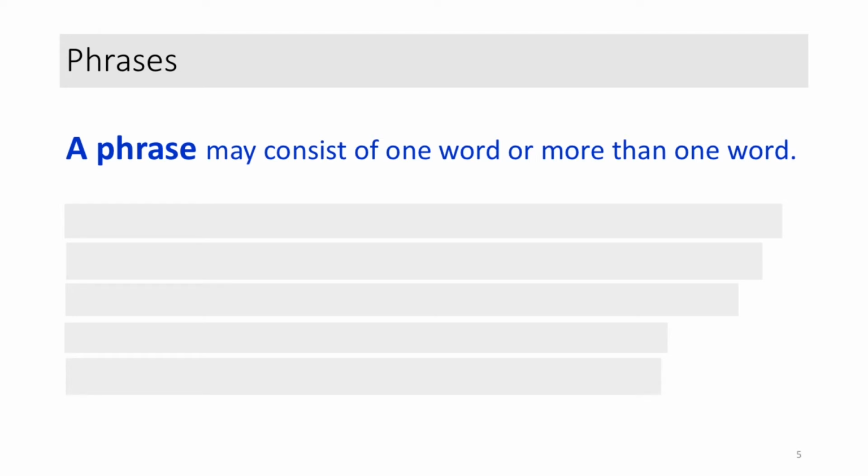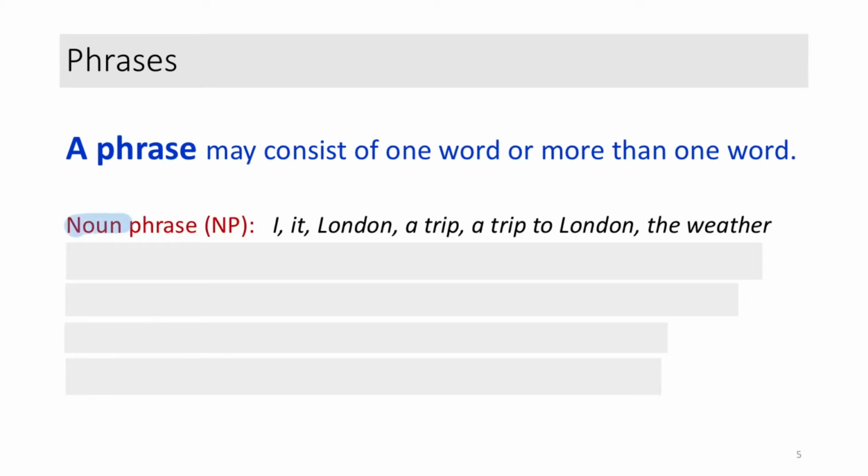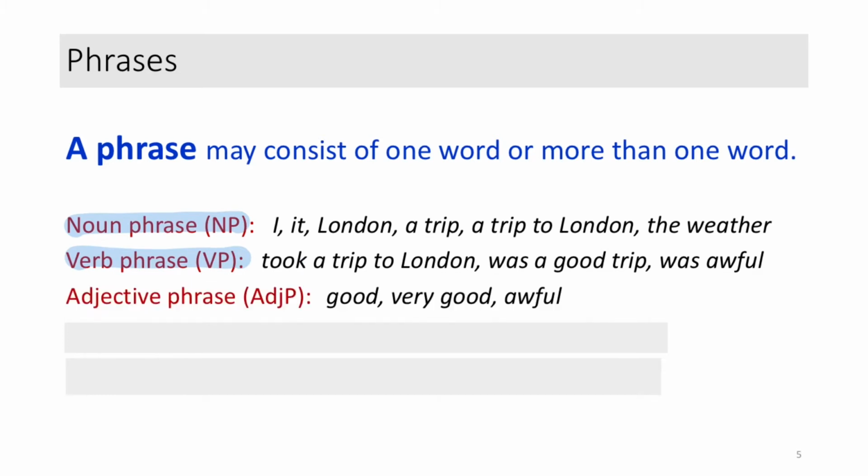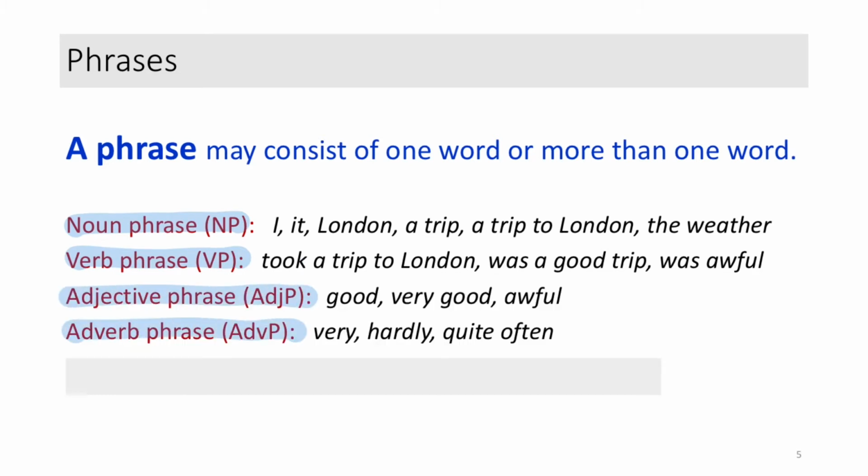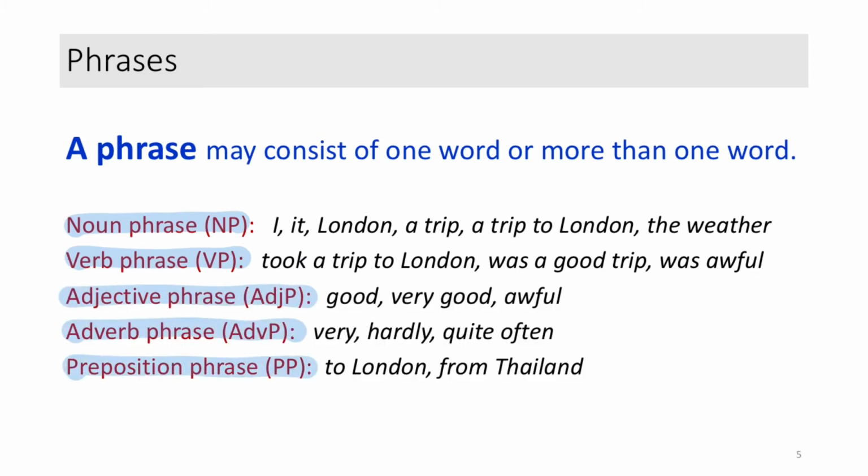Now let's have a look at phrases. A phrase may consist of one or more than one word. Phrasal categories include noun phrase, verb phrase, adjective phrase, adverb phrase, and preposition phrase.